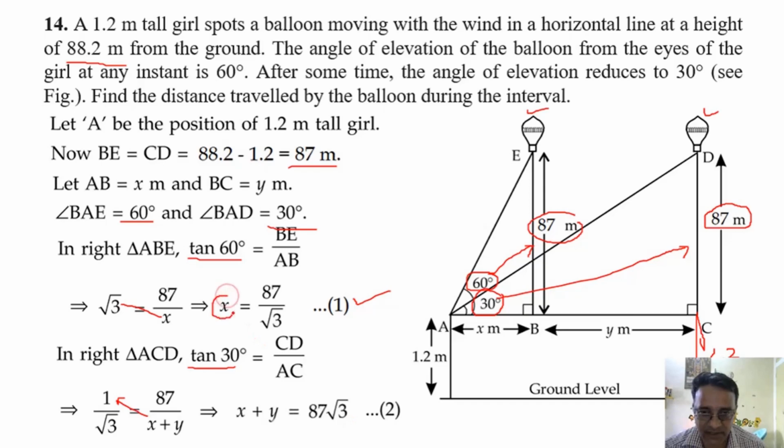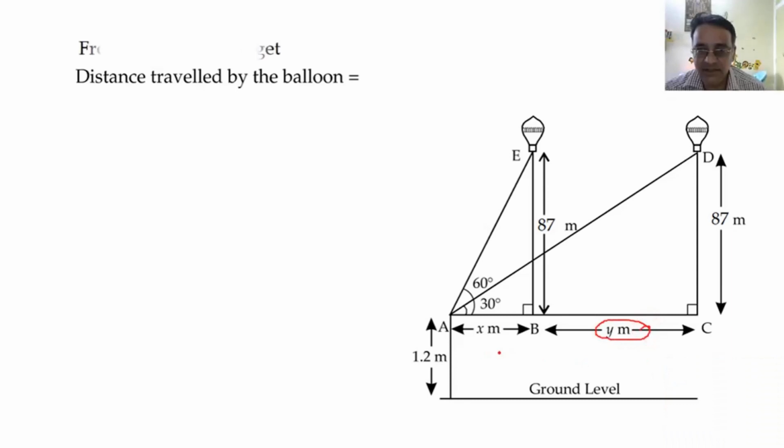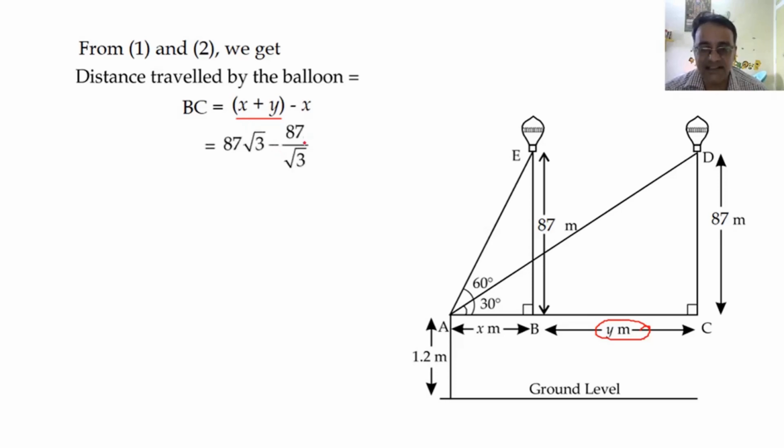Now what we will do in the next step, we will substitute the value of x here. So the distance traveled, what do we have to find? We have to find y. So the distance traveled by the balloon will be equal to x plus y minus x. This value we already have. That is, what was the value? 87 root 3 minus 87 upon root 3.